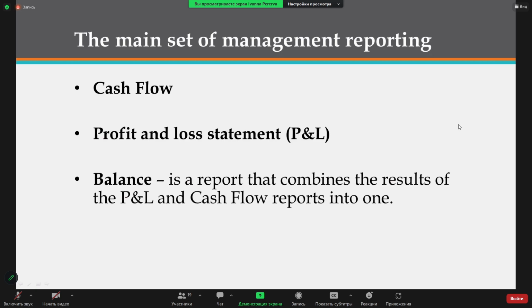If you want, I can show you an example of balance sheets and what we can calculate using this statement and how we can analyze our activity. It will be different than P&L.